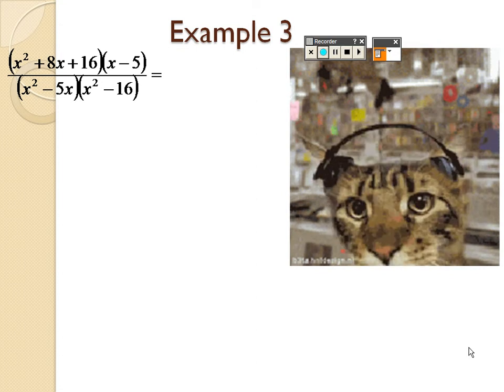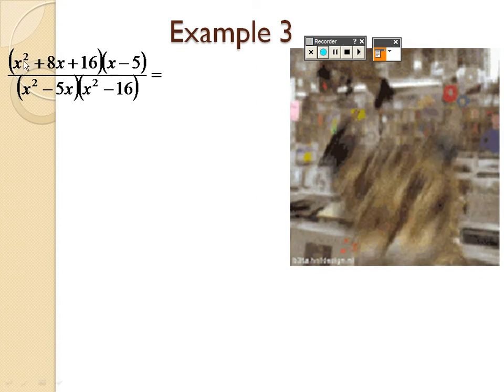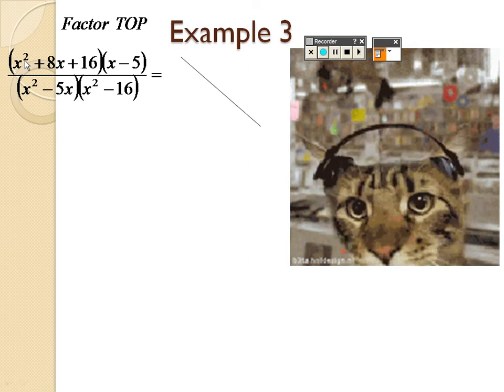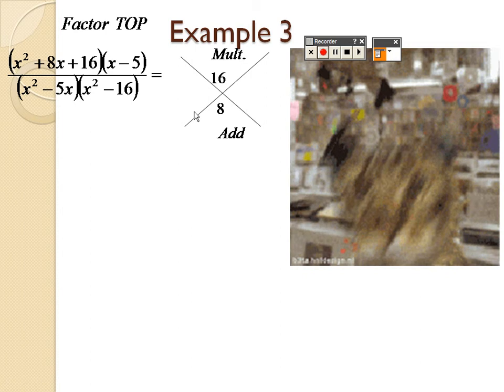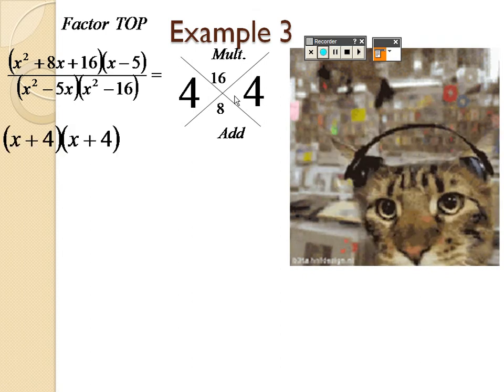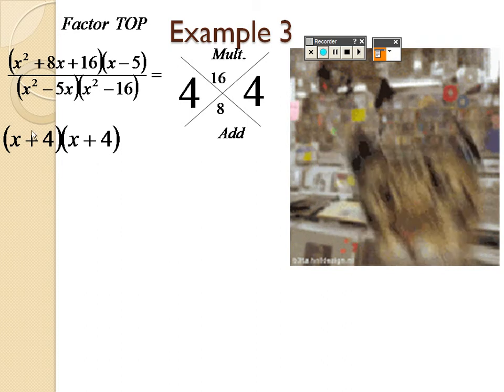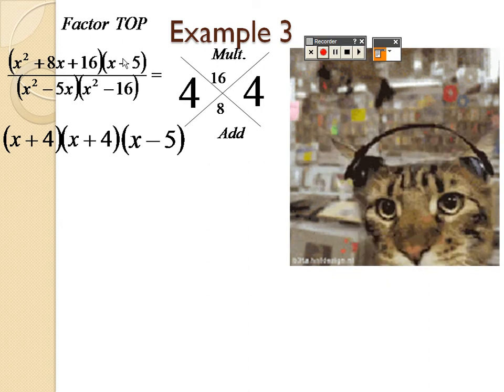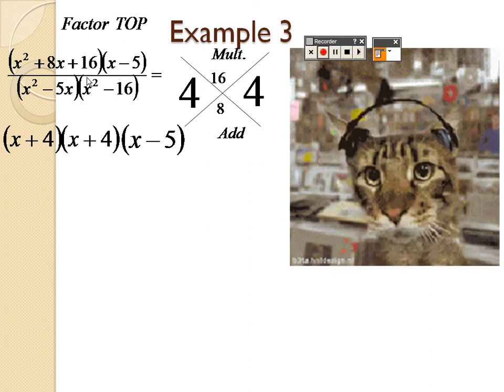Alright, so now trying to factor the top and the bottom on this one, we have to factor everything. So to factor the top, this one should be a little simpler. What multiplies to give you 16 that adds to give you 8? Well, 4 and 4, right? Because 4 times 4 is 16 and 4 plus 4 is 8. So this, because it's just a 1 out in front, I can simply write as x plus 4 and x plus 4, and that x minus 5 comes along for the ride.